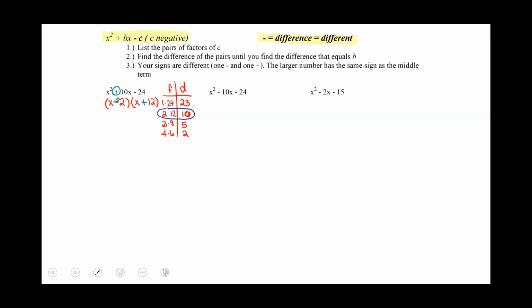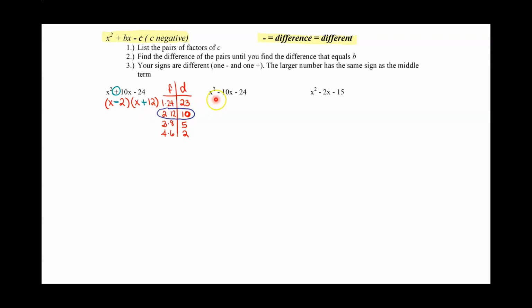So again, my signs are going to be different, one positive, one negative, and the larger number, 12, is going to have the same sign as the middle term. So again, if you look at this, our goal was to find something that would multiply to be negative 24. So negative 2 and 12 is negative 24, and would add to be positive 10. So negative 2x and positive 12x does give us a positive 10.